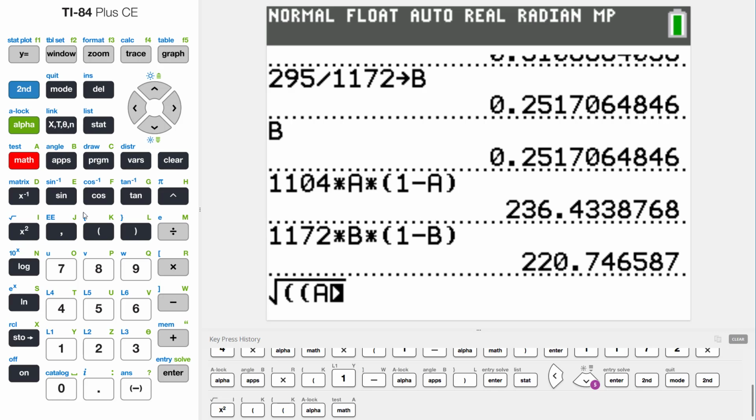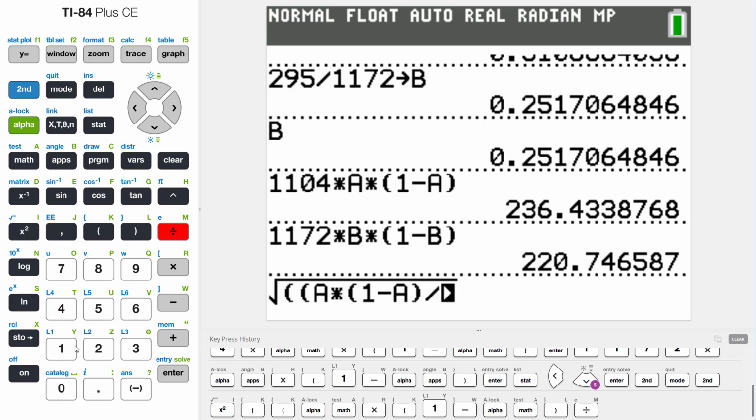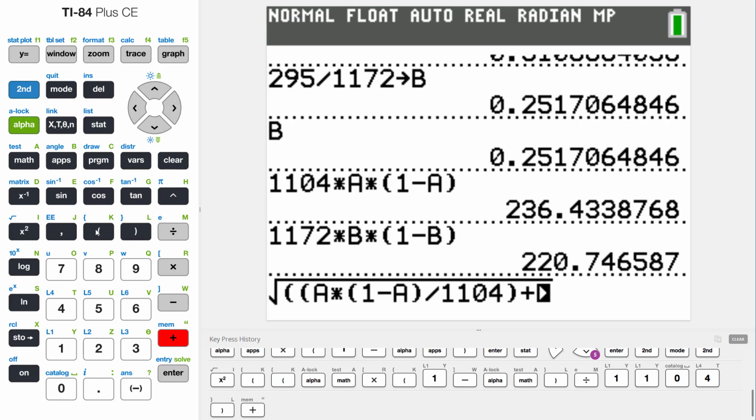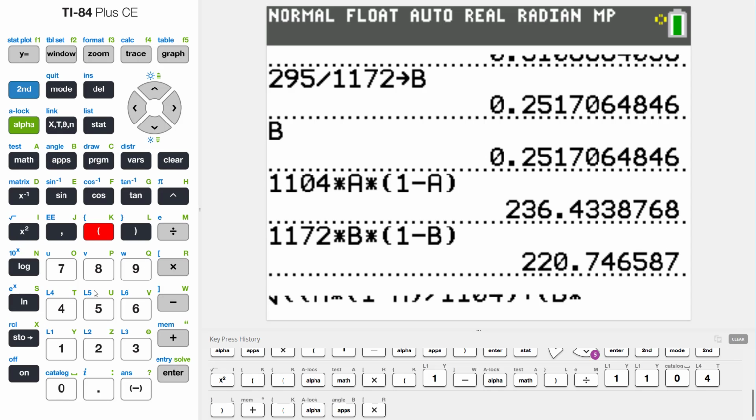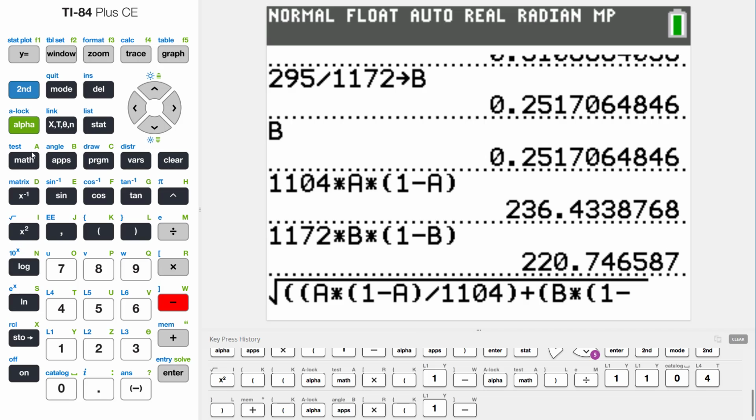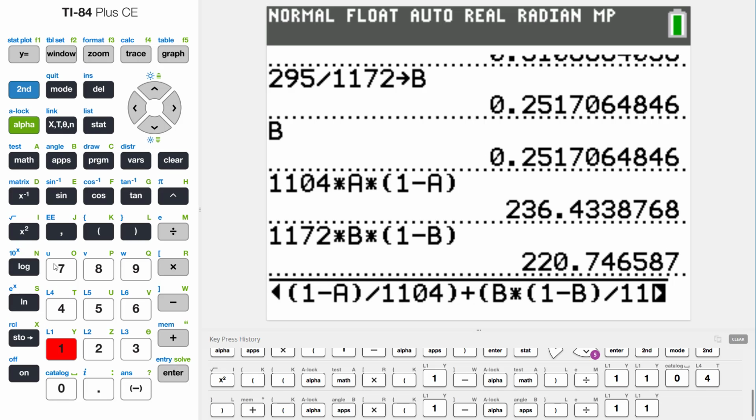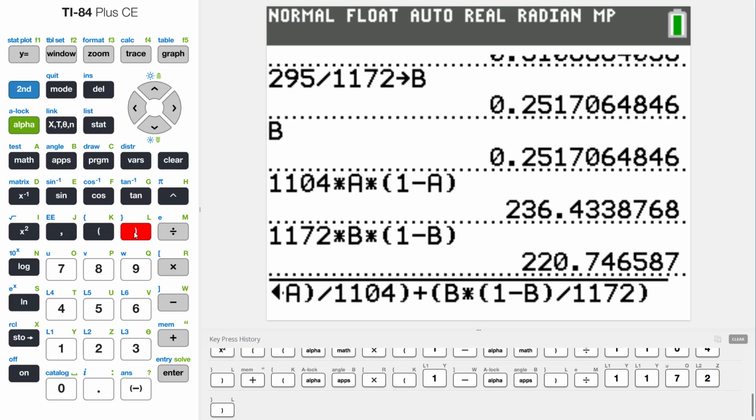So p sub 1 hat was in alpha A, and we're going to multiply that by 1 minus that. And then we're going to close that and divide that by the sample size, which was 1104. Close that again. And then we're going to add the same thing with the second sample. And so that would be alpha B times 1 minus alpha B. Close quantity, divided by the sample size, 1172. Close that quantity, and then close the radical. So lots of openers, lots of closers. The calculator can help you a bit, but look carefully at what we did. Here's the value.